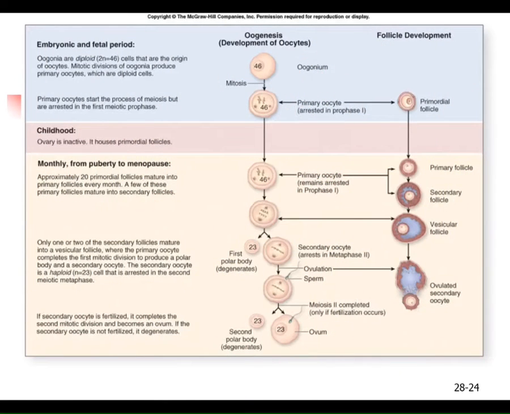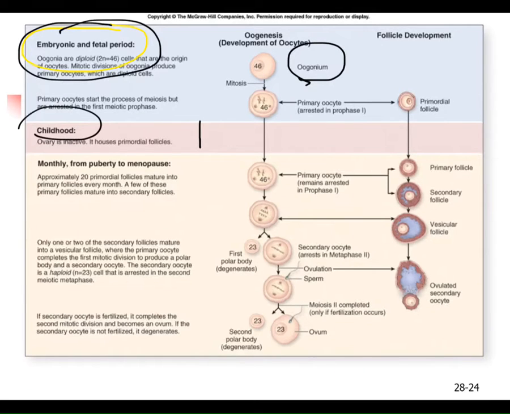This is just a recap of oogenesis. So during embryological and fetal development, this is when the oogonium is going to start the process of meiosis, but it gets stopped very, very early, and the cells go into a state of hibernation. And that hibernation stage continues all the way through this pink childhood phase. So nothing's going on. They're just sitting there.